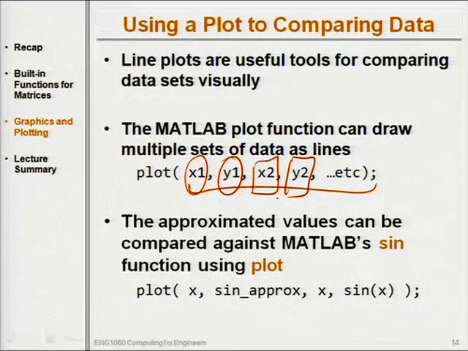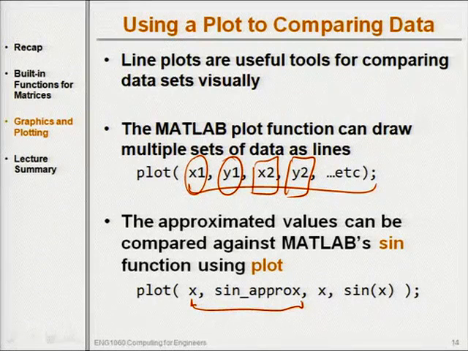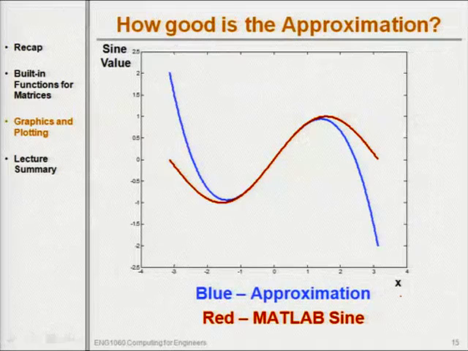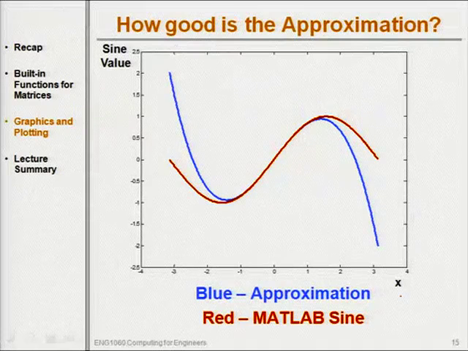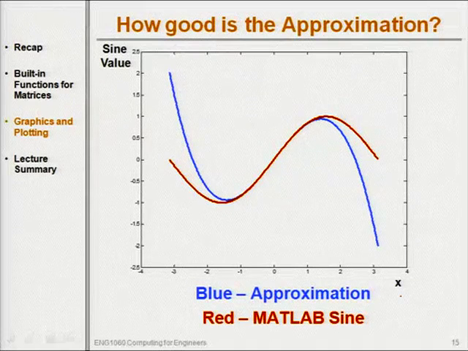In our case here, we're trying to compare the results between the default sine x and the one that we've done using two approximations. So our one, we're plotting x, sine underscore approx. That's what we called it. And we want to plot the default value that MATLAB has. So we plot x, sine of x. So that's the graph that we get. The blue is our approximation, and the red is the MATLAB default one.